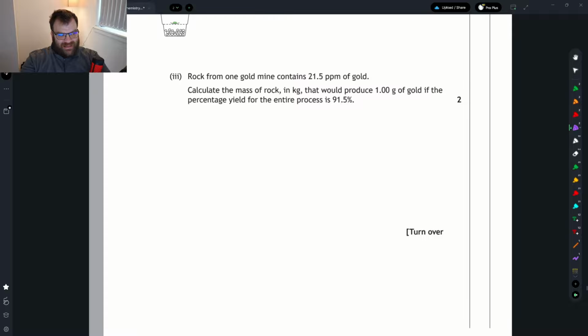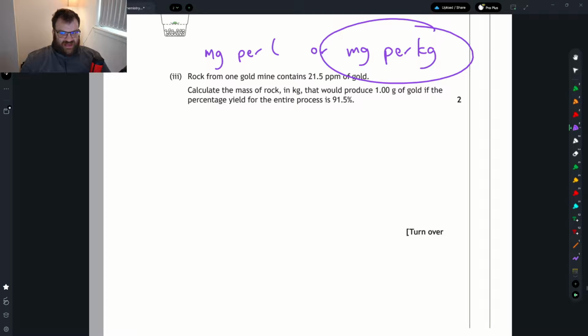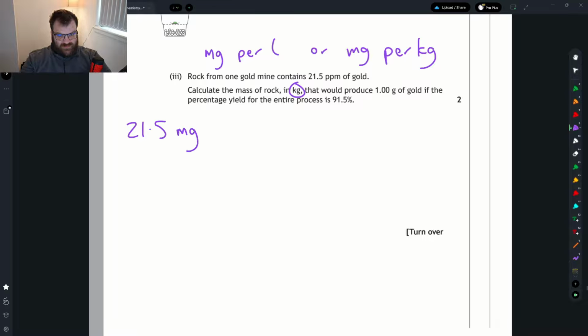And parts per million is milligrams per kilogram or milligrams per litre. So let's write that. So milligrams per litre or milligrams per kilograms. Most of the questions ask you about per kilogram. It's asking us for a mass in kilograms, which is again why I'm leaning towards that one. Okay, so we have got 21.5 milligrams per kilogram. We want to get to 1 gram.